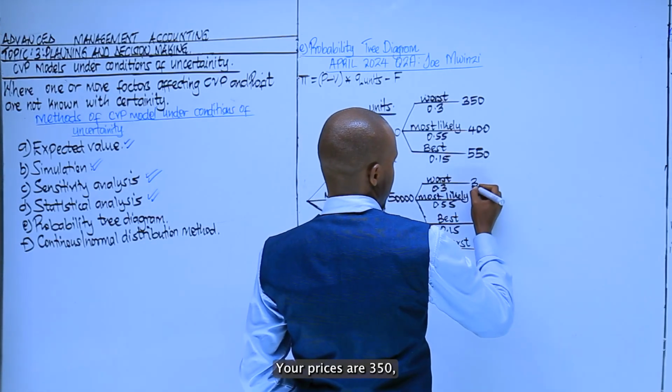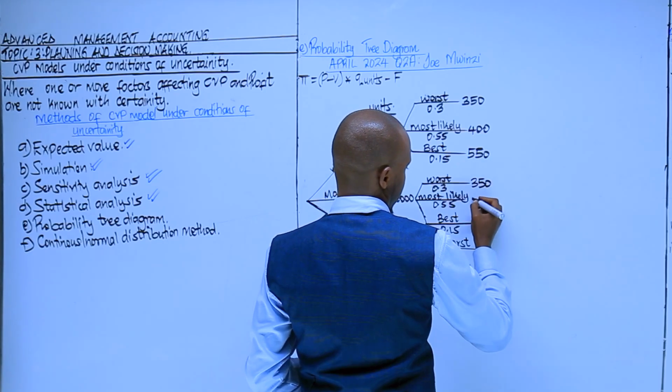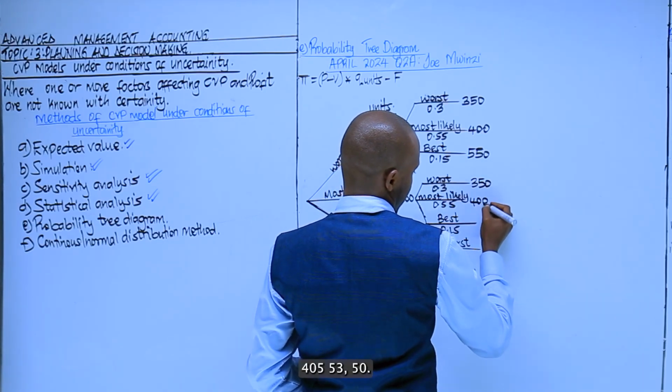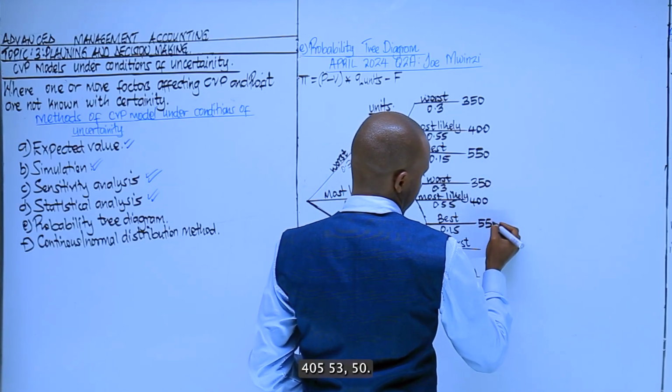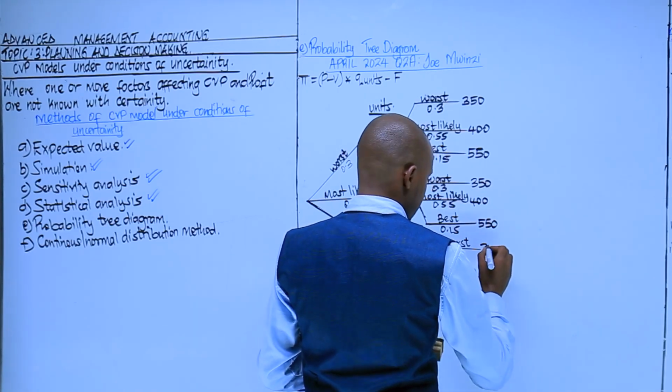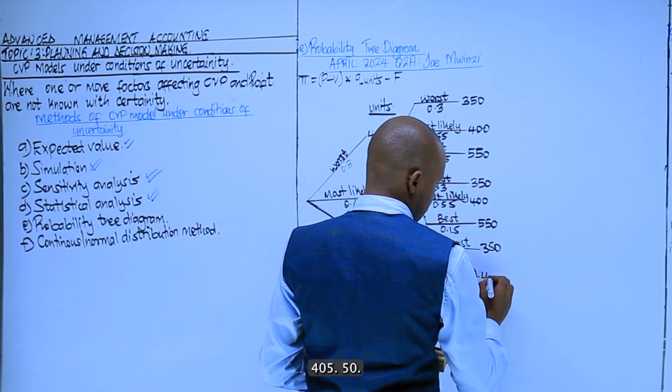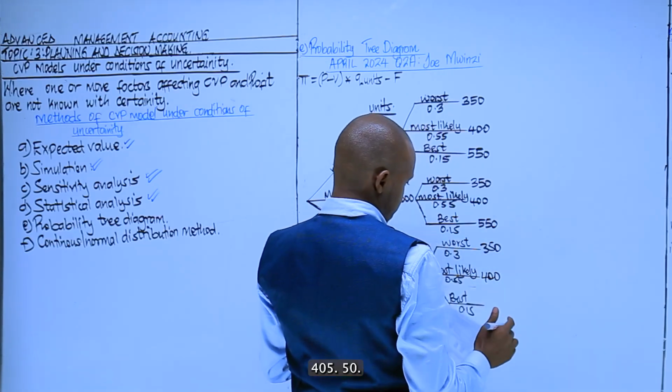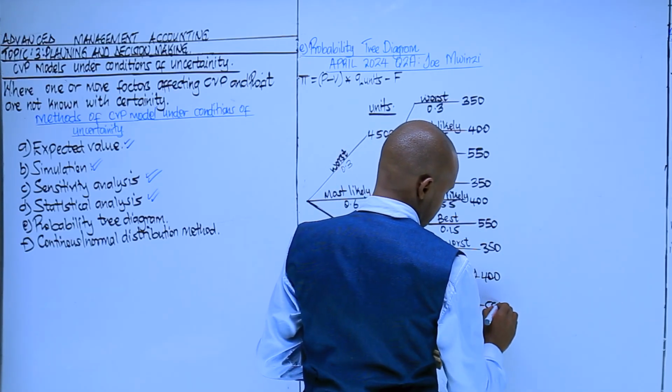Your costs are 350, 400, 550, 350, 400, 550.